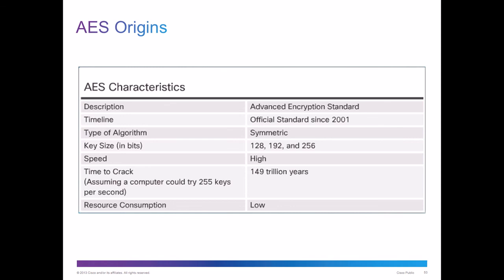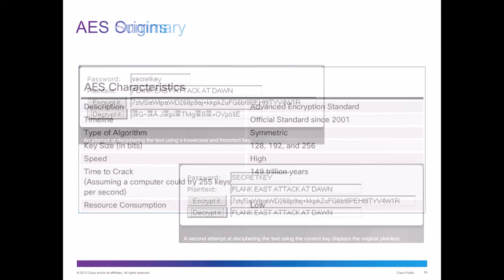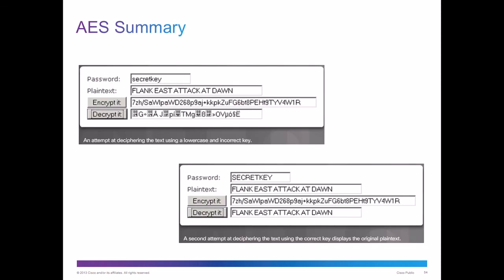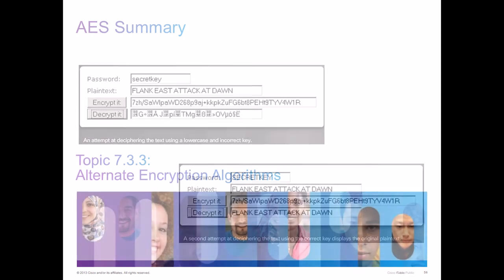It's been around since 2001. That's when it was ratified, and you can see down here, even though it's a very strong algorithm, it uses very low resources. So that means it's very quick. That's why more and more technologies will use AES as their method of encryption. Okay, so all right, AES is what we need to go with.